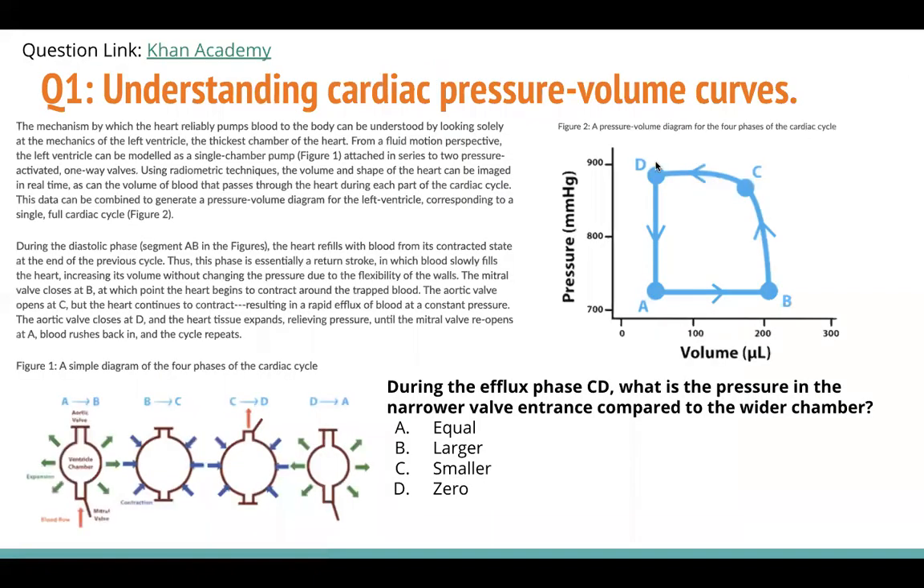Okay, so let us continue with the same passage. This one asks: during the efflux phase, CD, what is the pressure in the narrower valve entrance compared to the wider chamber? Efflux is when the blood is flowing out, so it's the third image. On the pressure volume diagram, you can see that the pressure is remaining constant. That should give you a very broad hint of what the answer is. I'll give you 30 seconds to think about this, and then we'll talk about the reason why the answer is what it is.